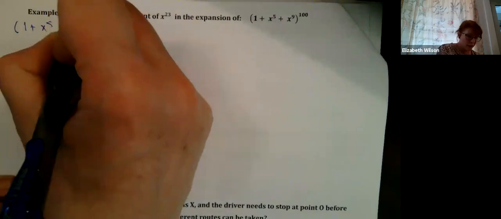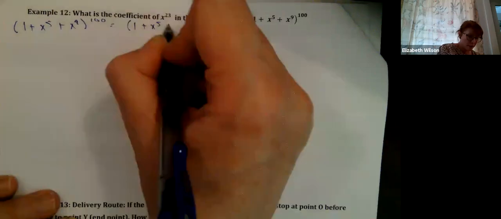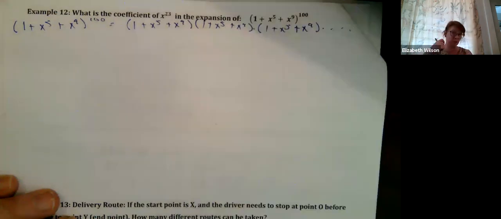Now, let's just think about that one for a minute. I'm not going to do it all out, obviously, to the 100th power. That would be torture. To the 100th is like saying, I'm going to multiply 1 plus x to the 5th plus x to the 9th times 1 plus x to the 5th plus x to the 9th times 1 plus x to the 5th plus x to the 9th, and so on and so forth, 100 times. So we need to distribute all of these things out multiple times.